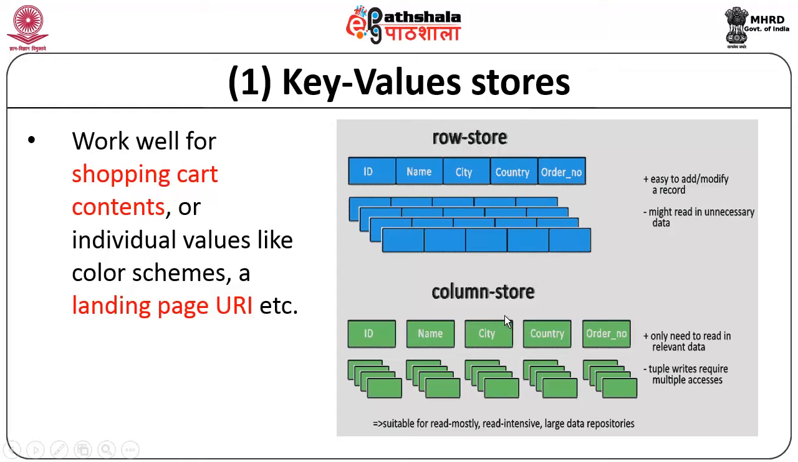So, when you are trying to read and then project the relevant data, column store is more suitable and efficient. But when you are trying to write as a tuple, that is when you want to write as a single row, it becomes a bit difficult because you need to access multiple arrays simultaneously. So, when you are trying to update row by row, column stores are not very effective.